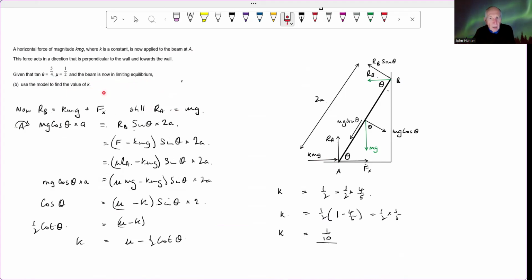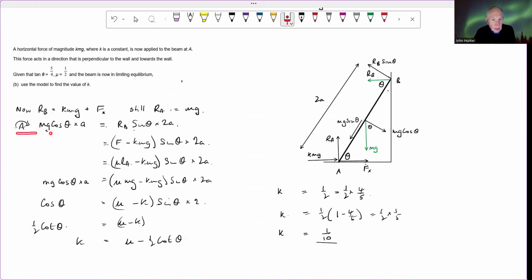Right, okay, so now if we just go back over our key step, it's changed slightly. First of all, now it's an equality, because we're in limiting equilibrium. And secondly, RB's not just got the friction to fight against, but it's also got this kmg force coming in here. So RB equals kmg plus F. I usually denote the limiting friction by Fx, a bit of notation that I tend to use. We've still got this. Ra is equal to mg.